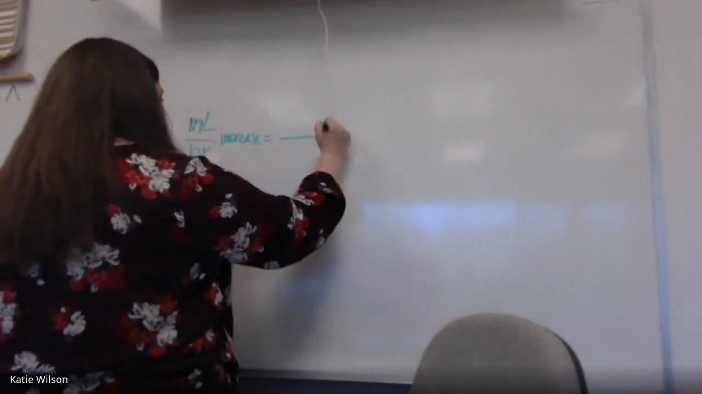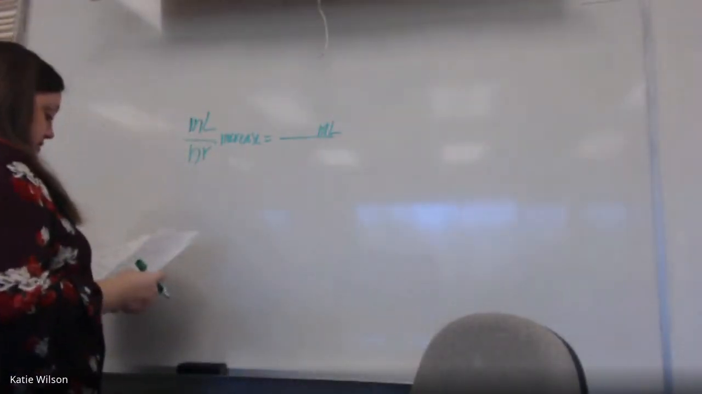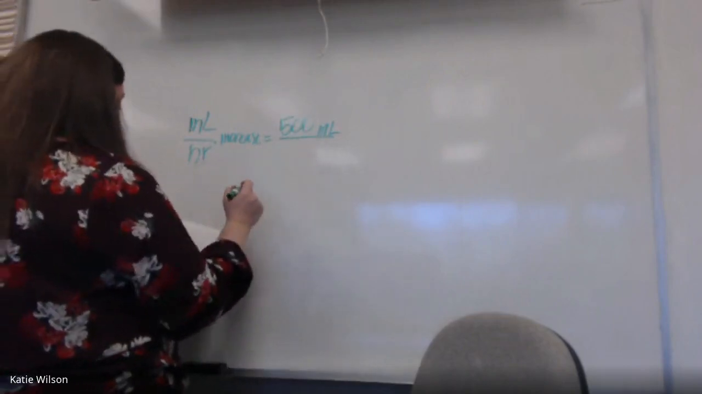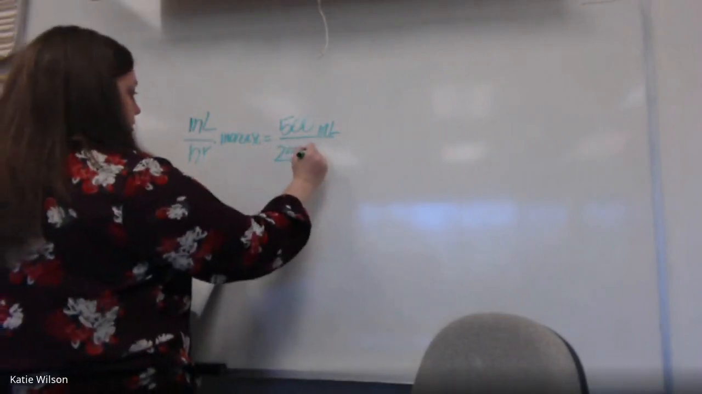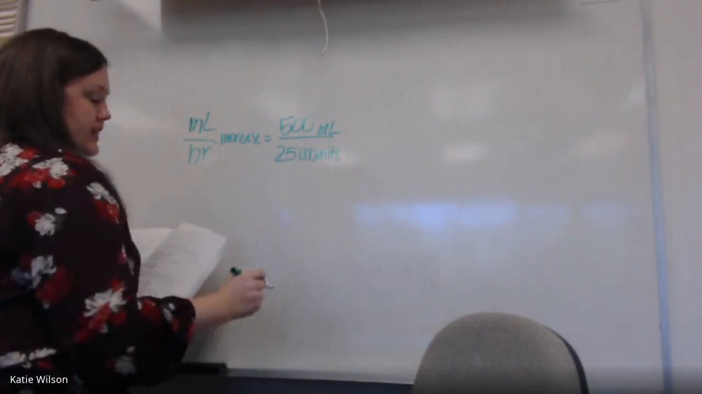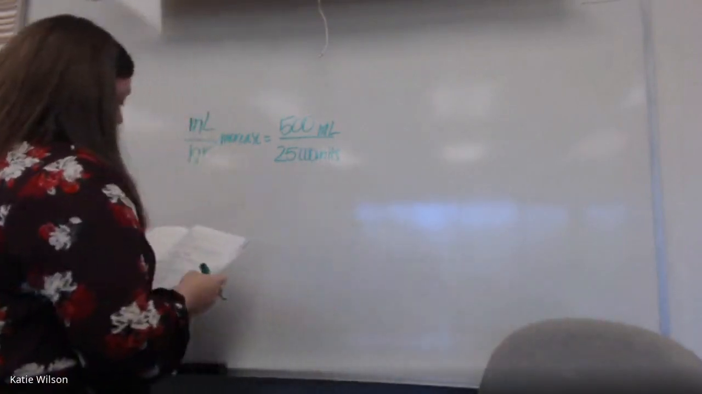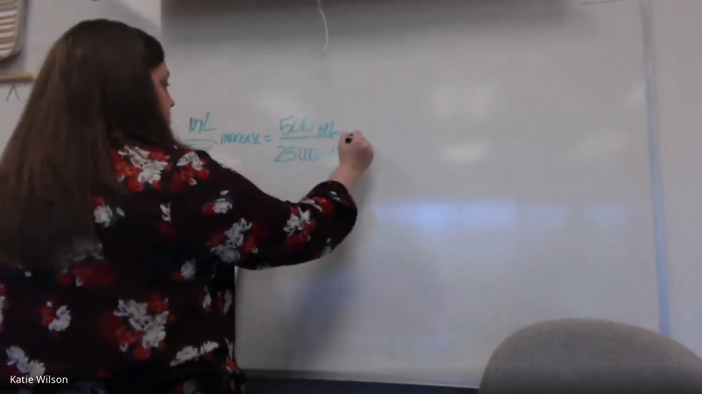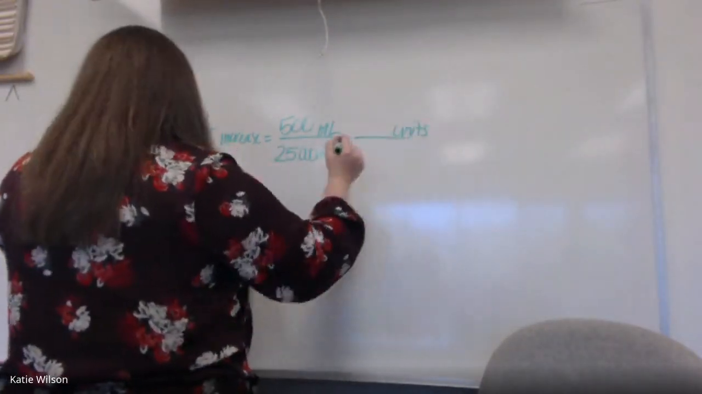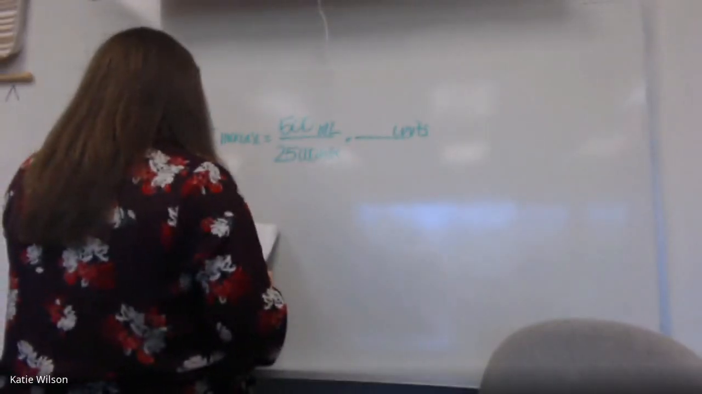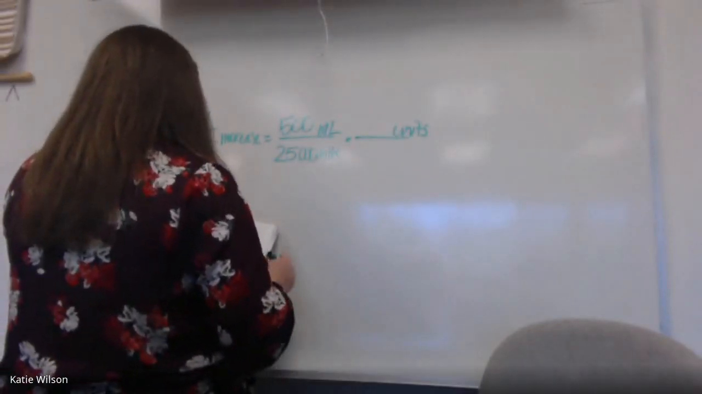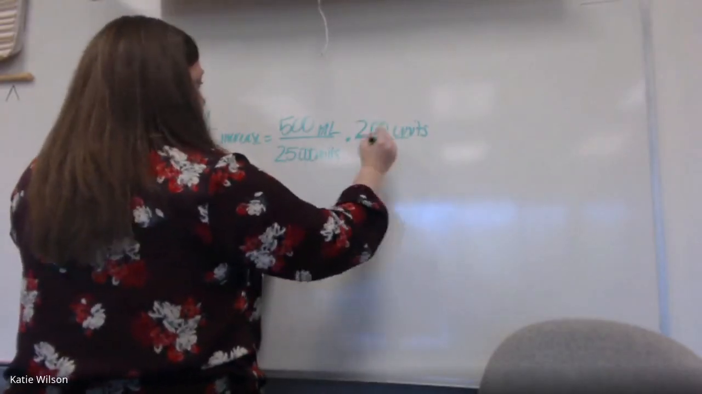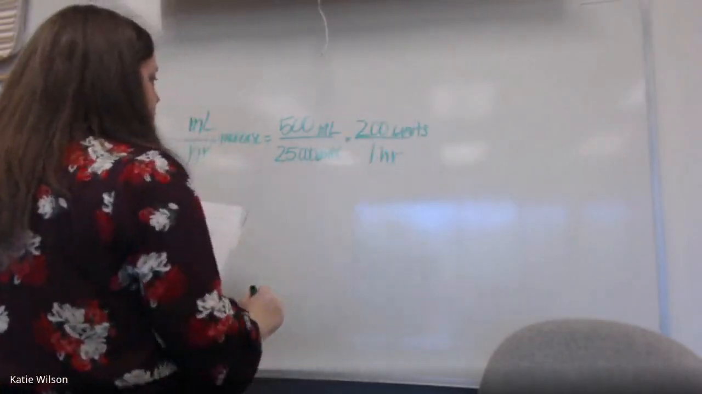So we want to start with mils, and that concentration is what? 500 mils. And in those 500 mils, we have 25,000 units, right? Now I want mils on top, hours on bottom, so I need to cancel out my units. And what do I have available? It's going to increase by 200 units per hour. Okay, I got units canceled, mils on top, hours on bottom, that's right.